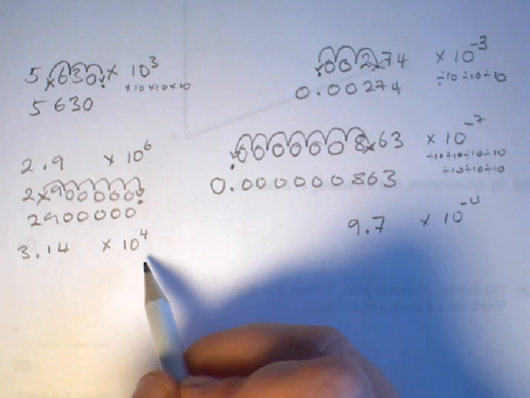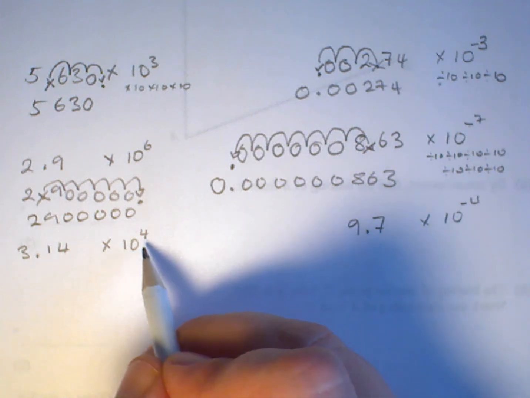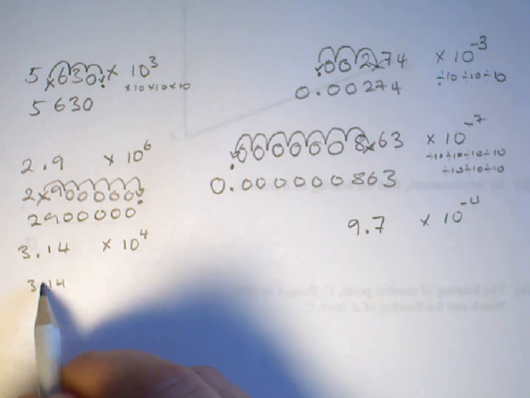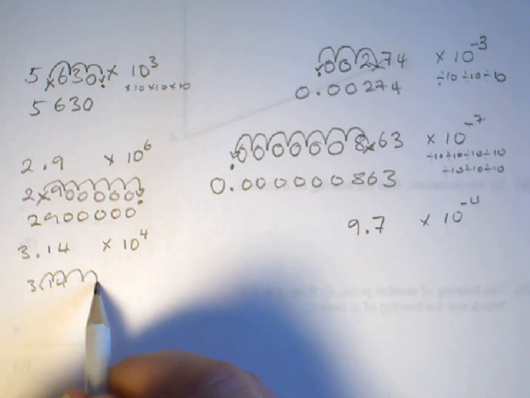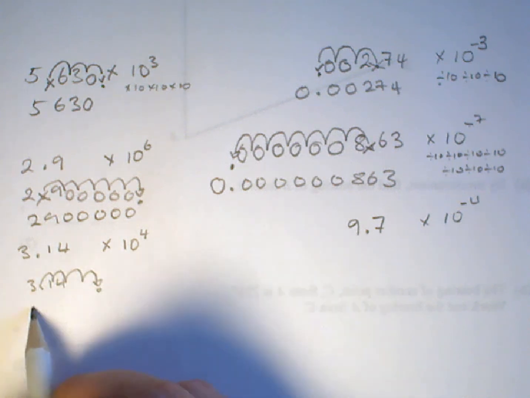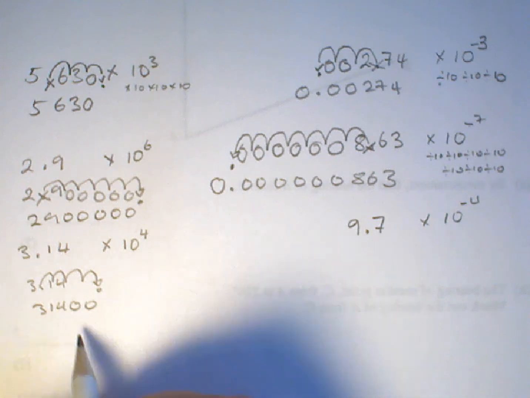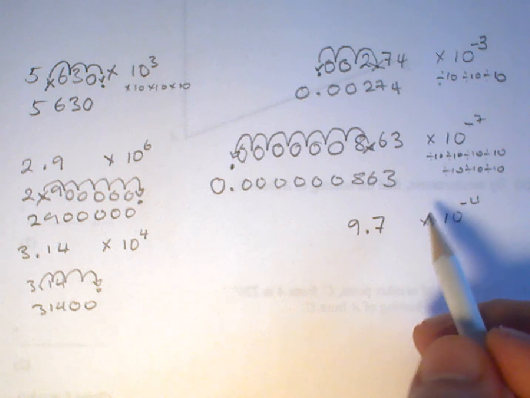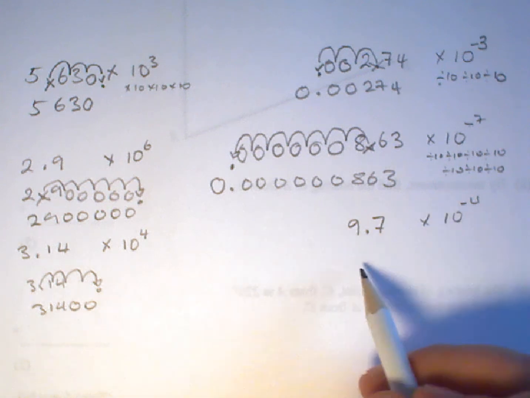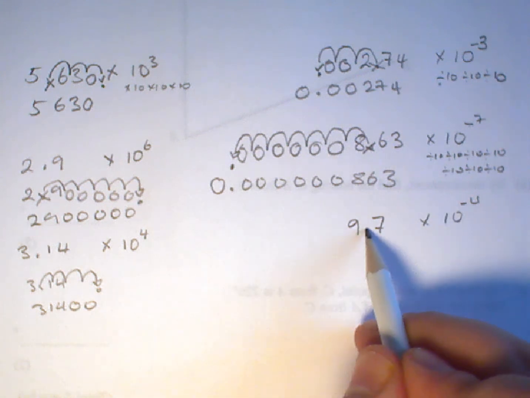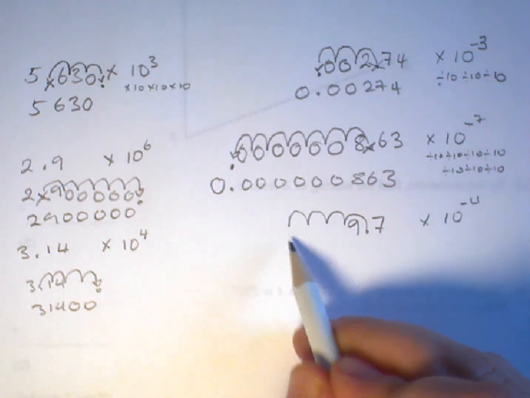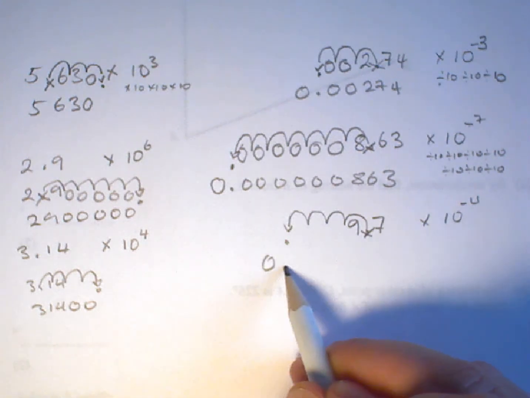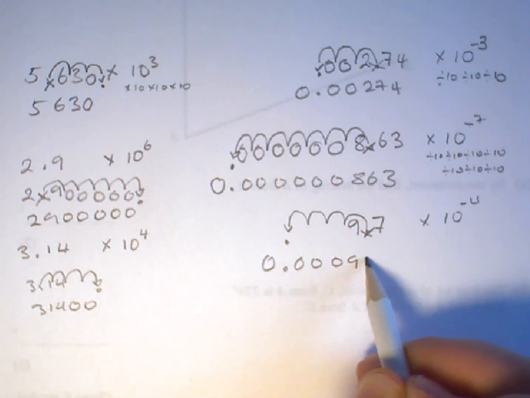And we've got 2 more to do. This one is like multiplying by 10 4 times. So I'm going to get 3.14. 1 jump, 2 jumps, 3 jumps, 4 jumps. I'm going to get 31400. This last one, we've got 10 to the minus 4, and so we divide by 10 4 times, which gives us 1, 2, 3, 4. Decimal place arrives here. We get rid of it here. We write the number neatly, 0.00097.